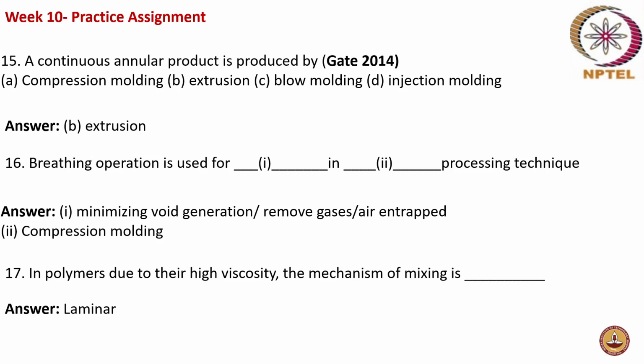So, the mechanism of mixing due to the inherent high viscous nature of polymers is laminar mixing. That means layer by layer mixing only happens in case of polymers. You cannot have turbulence. You cannot have eddies or turbulence in case of polymer mixing. It's always one layer of polymer mixing with the other layer. It's a layer by layer mixing. So it's a laminar mixing in case of polymers due to their inherent high viscosity.